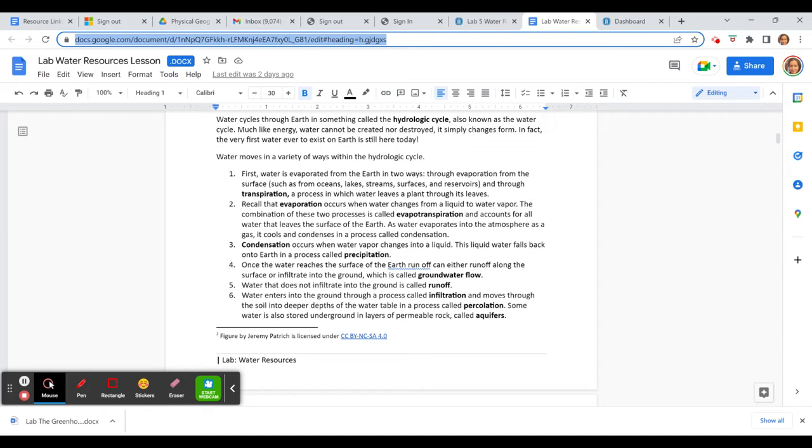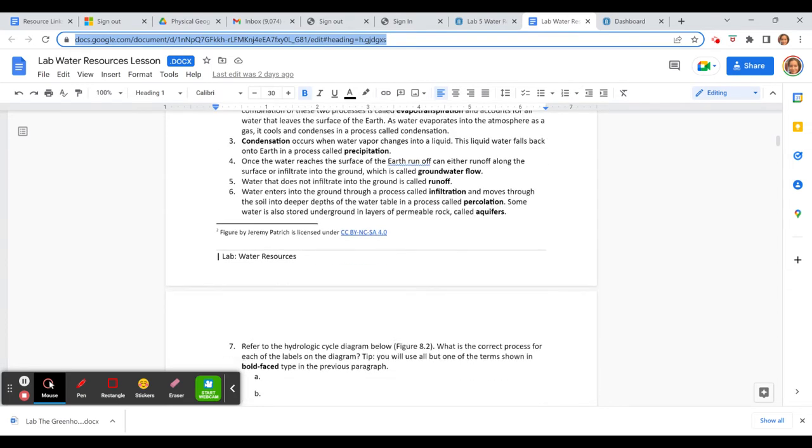earth. And as water evaporates into the atmosphere as gas, it cools and condenses in a process called condensation. Condensation occurs when water vapor, once in the air or in the atmosphere, changes back into a liquid and it falls back down to earth in a process called precipitation. Precipitation could mean snow, sleet, hail, or water.